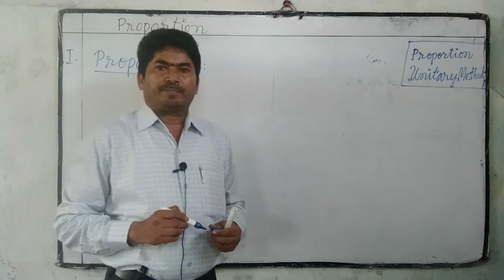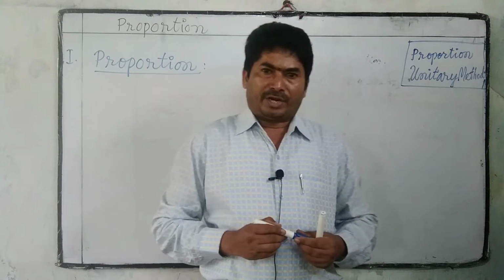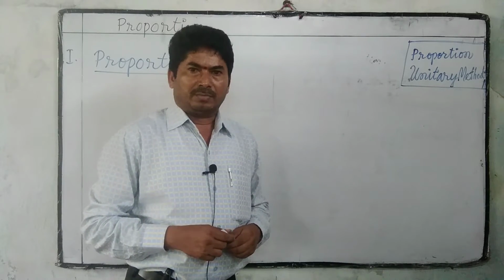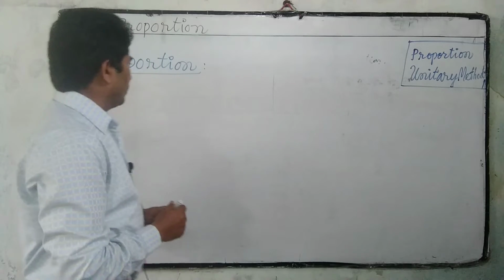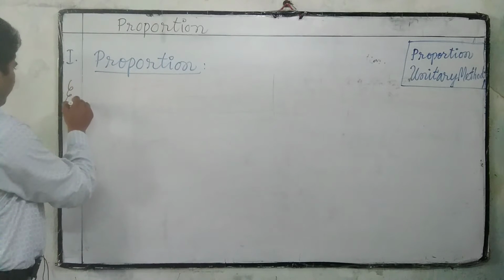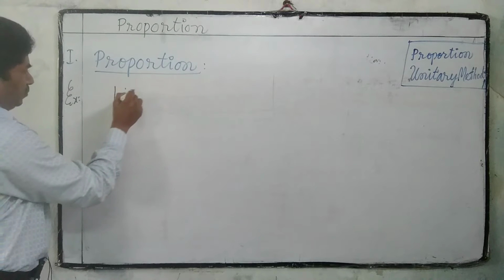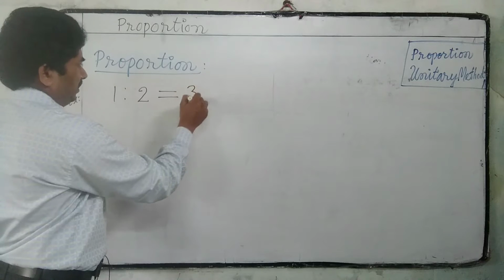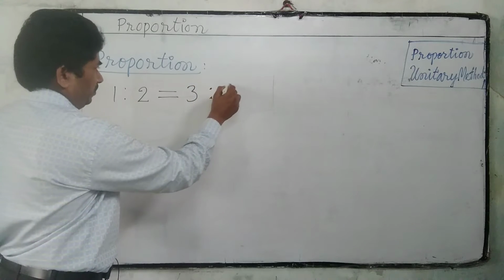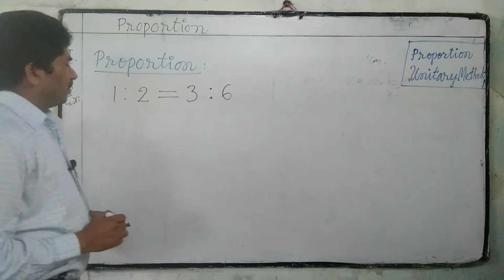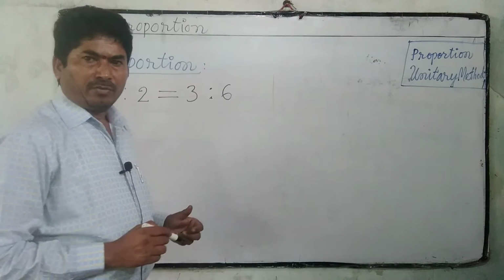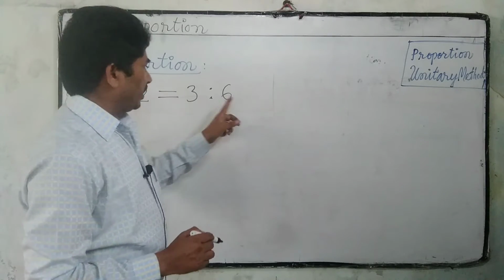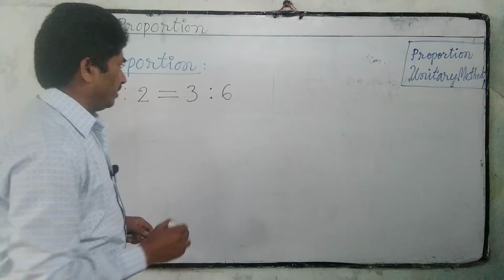What is a proportion? Equality of two ratios or equality of ratios is called proportion. Example, 1:2 is equal to 3:6. Therefore, these two fractions 1:2 and 3:6 are in proportion.